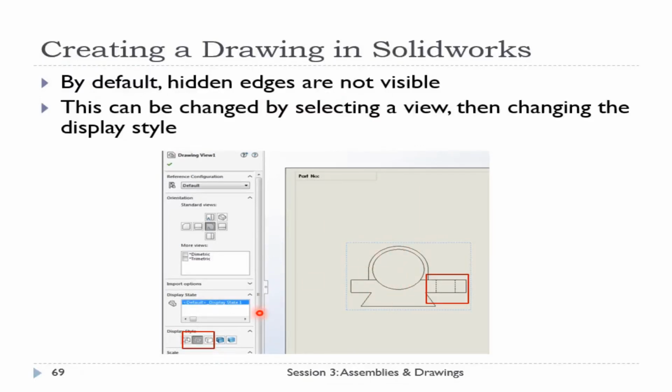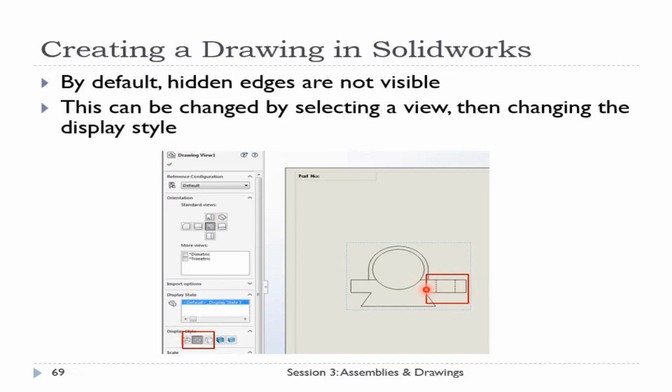So by default, hidden edges are not visible. So we will change that. Just click on the view, and on the left hand side you would have the view properties. Here you can change the display style. So by default, hidden lines are not visible. So we will switch to this one, the second graphic on the display style, which would show the hidden details.